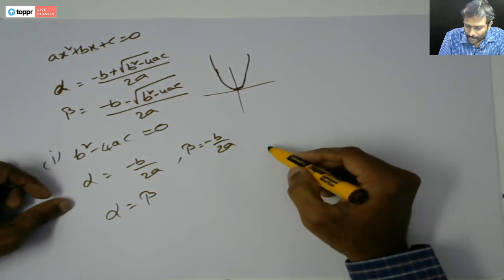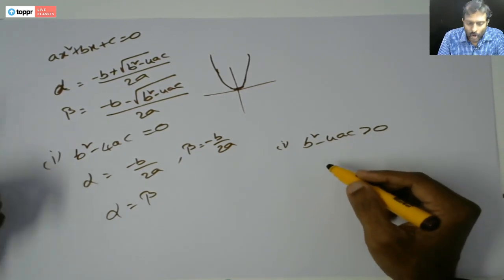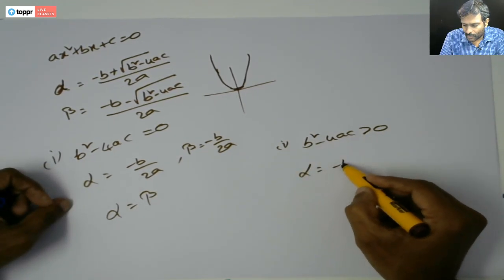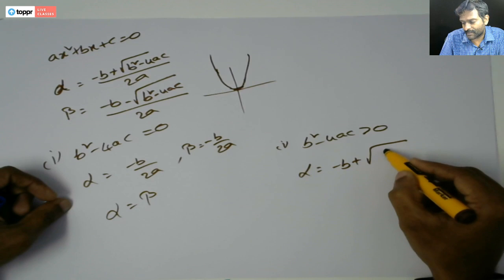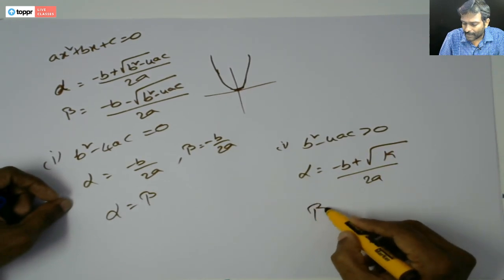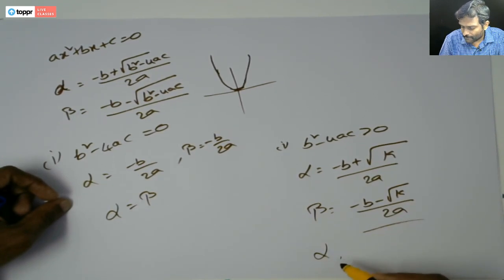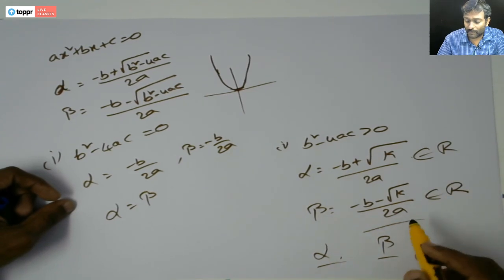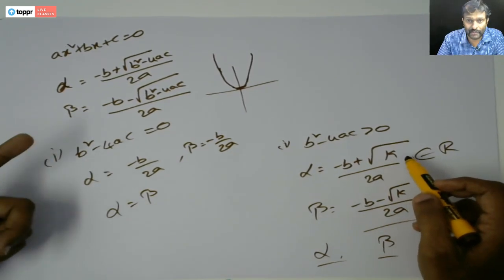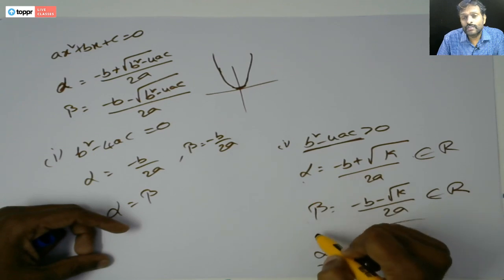Right, now if b square minus 4ac is greater than 0, then obviously alpha is equal to minus b plus root of k by 2a, where k is the value of b square minus 4ac, and beta will be minus b minus root of k by 2a. These will be two different roots. So alpha and beta are two different roots, which are real numbers. Both of these belong to real numbers. We never know whether they are rational or irrational. If we know that b square minus 4ac is a perfect square, then the roots will be rational roots.